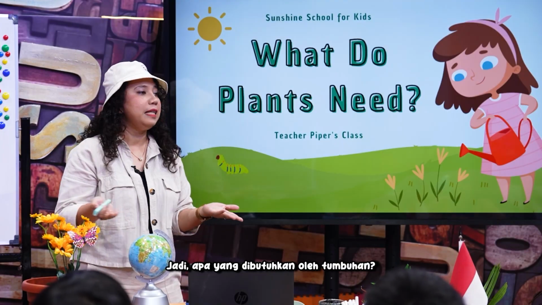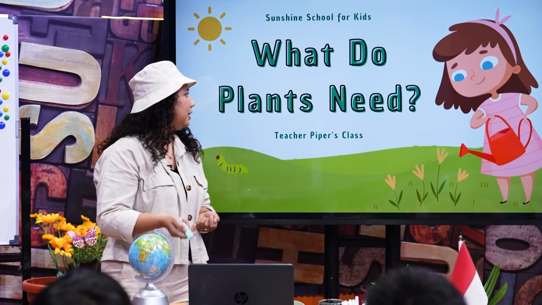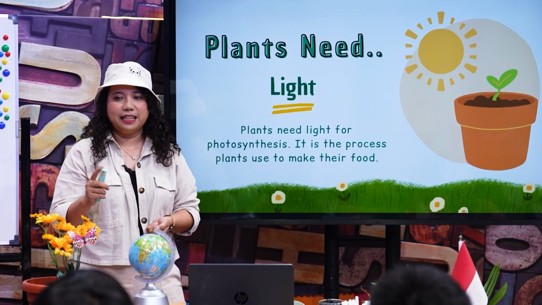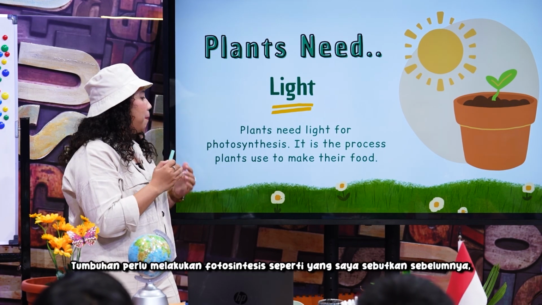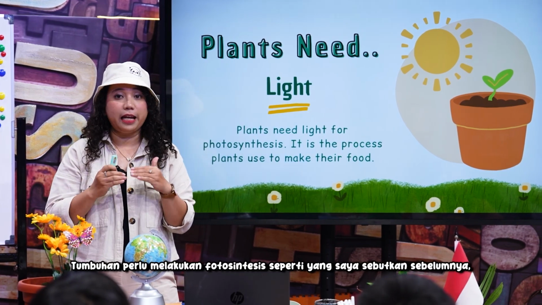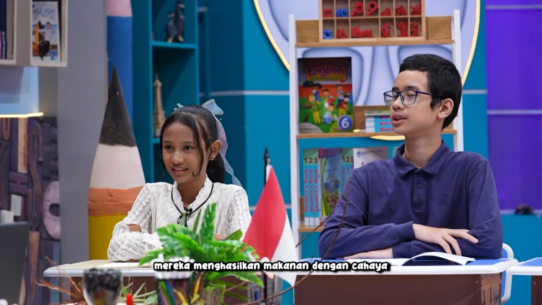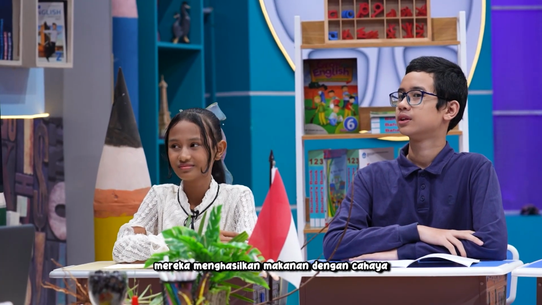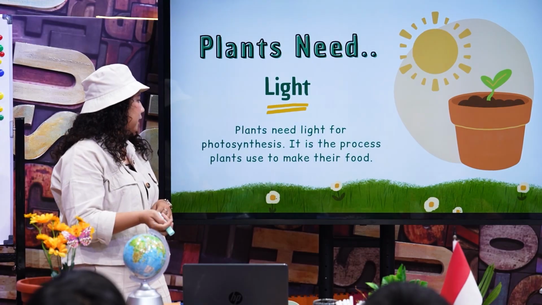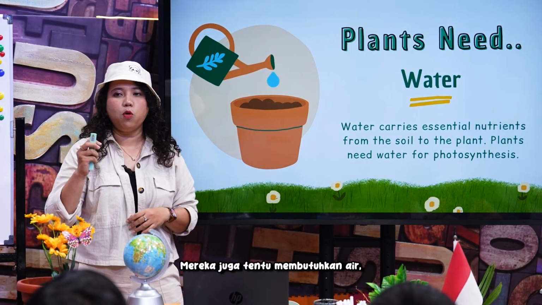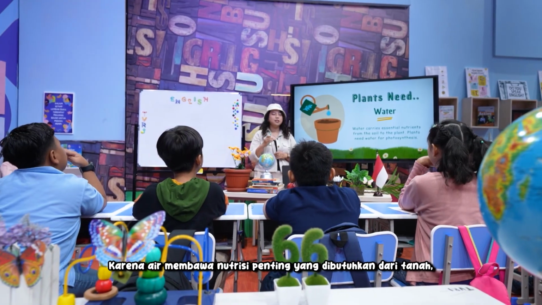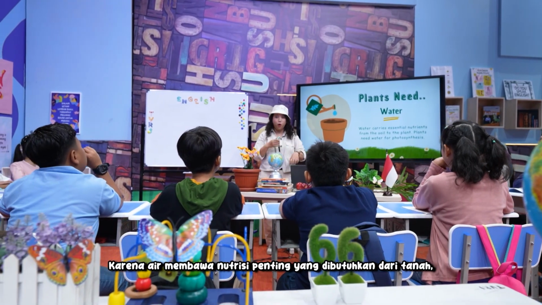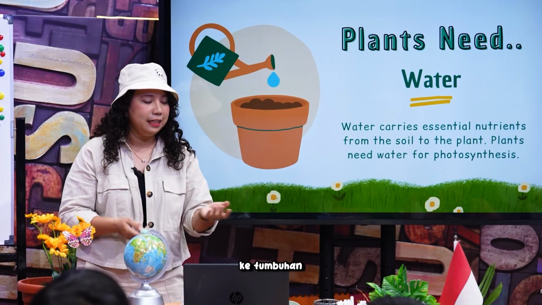So what do plants need? They need the light because plants need to do the photosynthesis like what I mentioned before. They produce the food by the light. They also need the water, of course, because water carries essential nutrients from the soil to the plant.